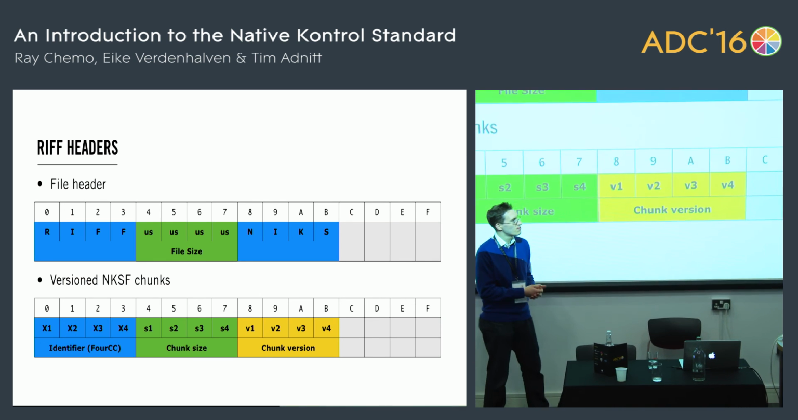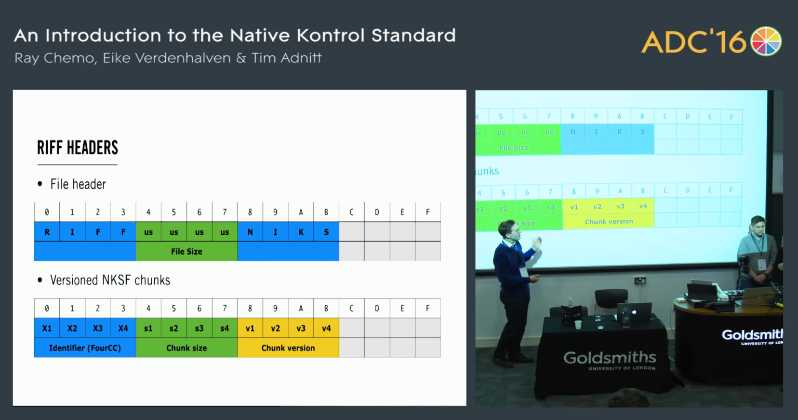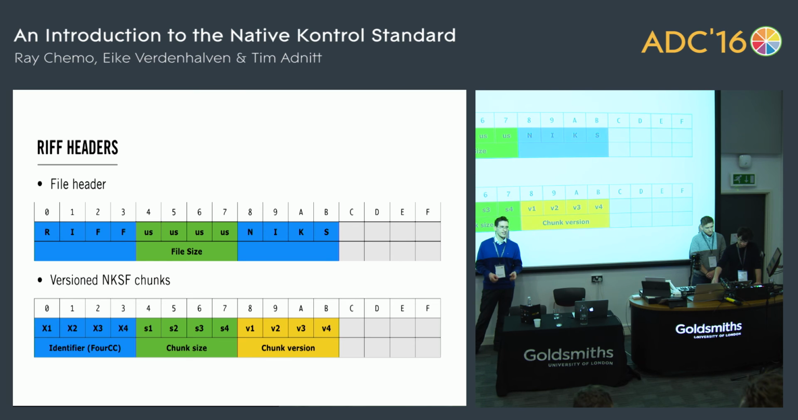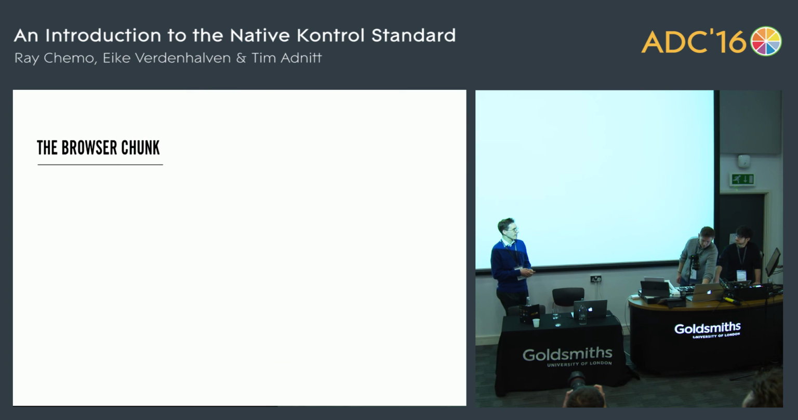Quick recap, what RIFF is in technical terms. So we have this header format, which is 3 times 4 bytes long unsigned integers. It always starts with a 4-letter identifier, and we store an unsigned size. If we have the file header, we have an identifier. If we have a chunk header, we store a version. So let's look into the browser chunk.